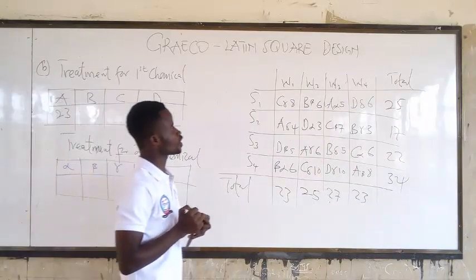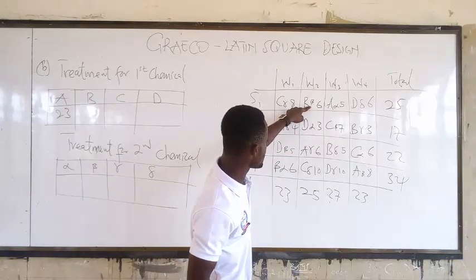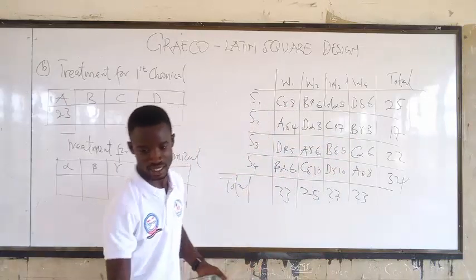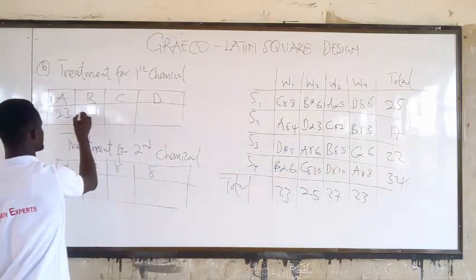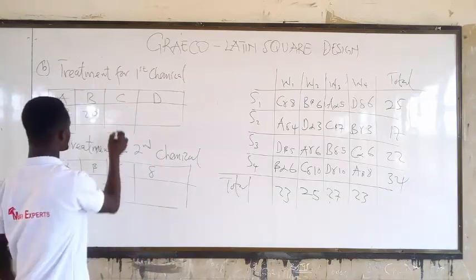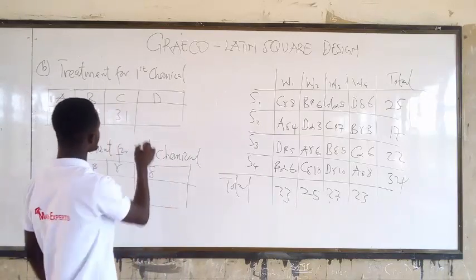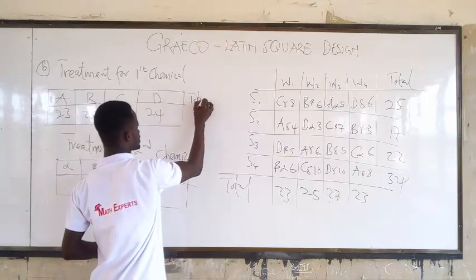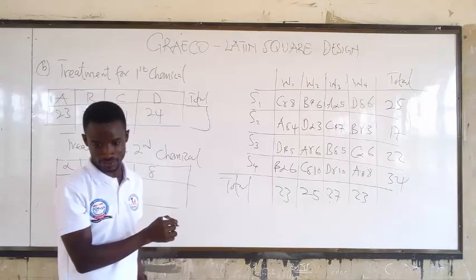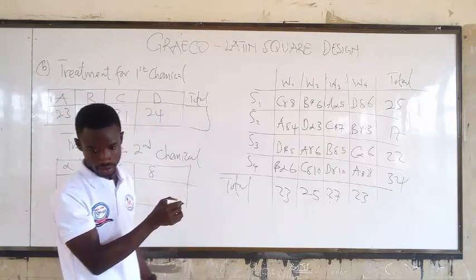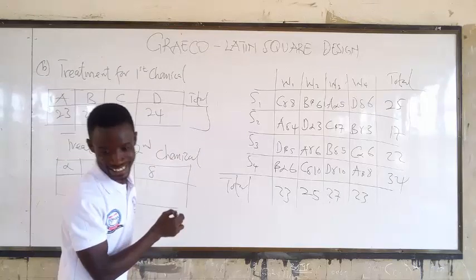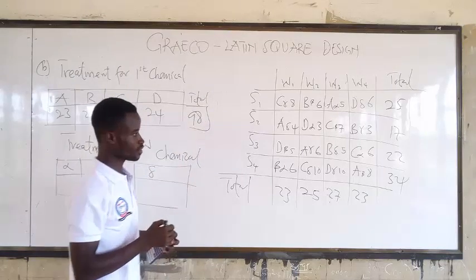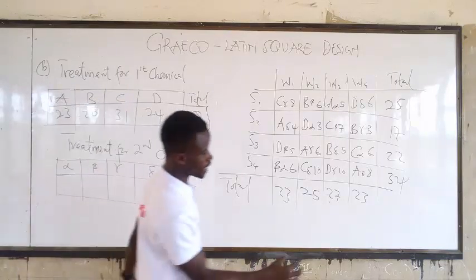Do the same thing for your B. B is here, and B is here. Add the numbers, and here you are going to get 20, and you are going to get 31 here, and you are going to get 24 here. All right, so in all you total it, and that is going to be 98. Please take this one to the grand total here.